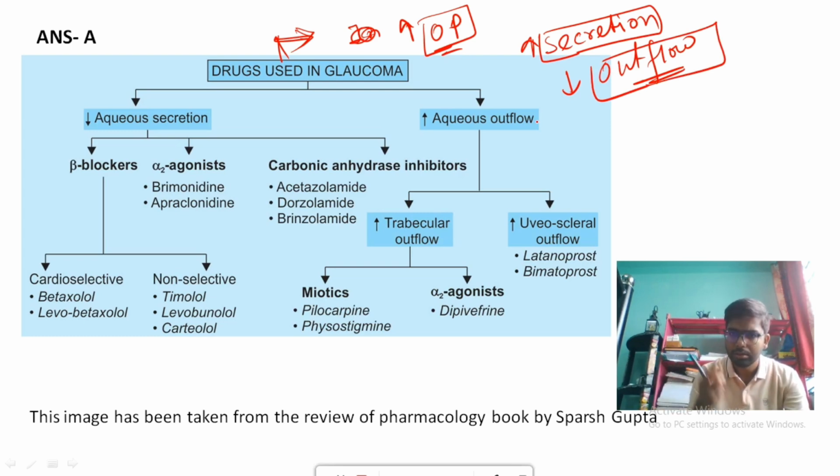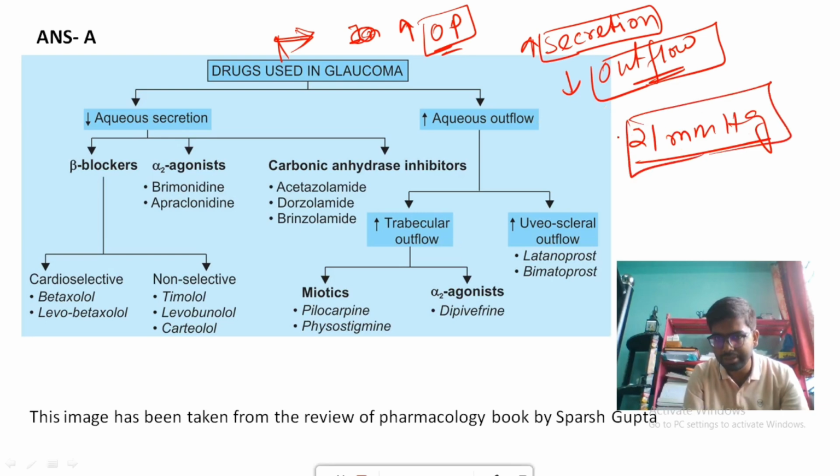That's why the amount of aqueous humor present in your anterior section of the eye is increased and it is going to increase the ocular pressure. Generally greater than 21 millimeter Hg pressure is observed in case of a glaucoma patient. Okay, so what will be the treatment approach for glaucoma?